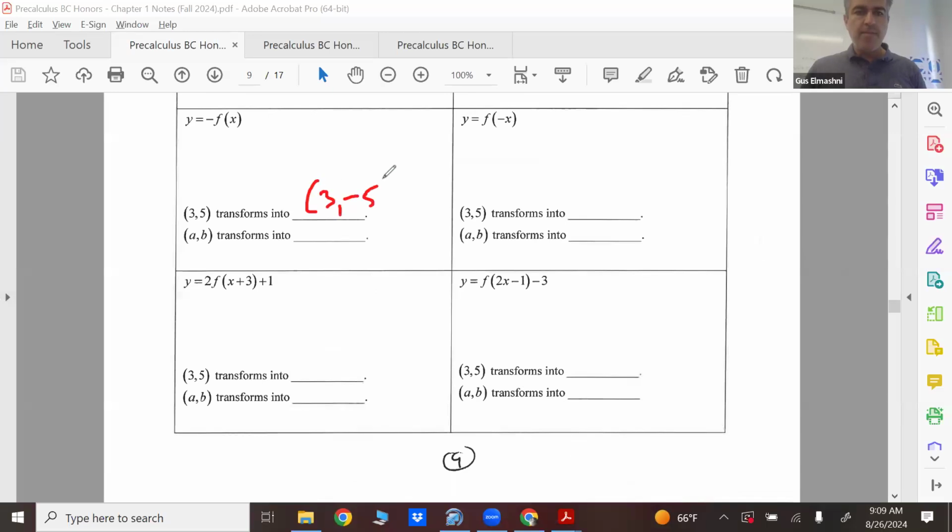So 3, negative 5, a, negative b. So you multiply y by negative 1. Here you multiply x by negative 1. And this also is going to be a reflection.